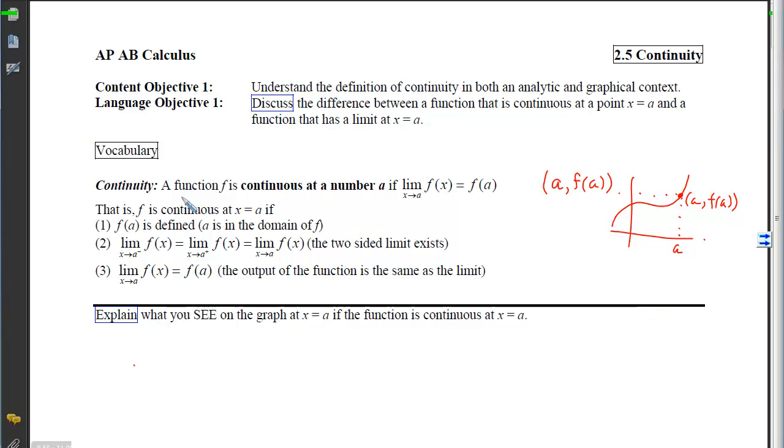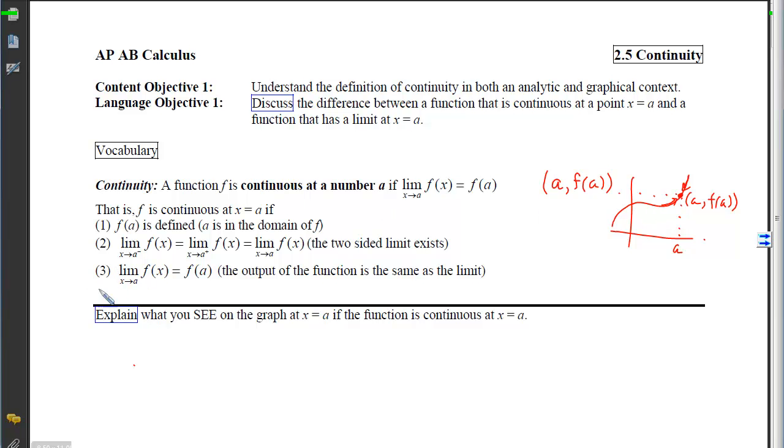So, in order for f to be continuous, the first thing that has to happen is you have to be able to plug a into the function and get an output. So you've got to have it be in the domain. The second thing is the limit as x approaches a from the left-hand side has to be the same as the limit as x approaches a from the right-hand side. If you recall, back when we talked about limits, in order for a limit to exist, it had to approach the same y value from the left and from the right. That means from this point here, coming at it toward the right, I'm going to head toward the same y value as I am heading toward it from the left.